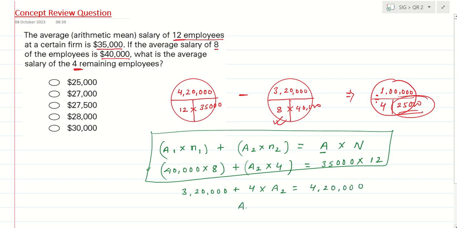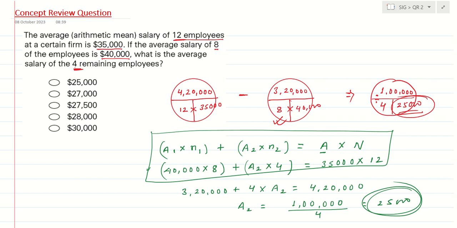So I can get the value of A2 easily. 4 lakh 20,000 minus 3 lakh 20,000, I'll get 1 lakh, right? And divide by 4, I'll get my answer, 25,000. Exactly the same thing. What did we discuss just before, right? In the concepts. My answer is option number A.